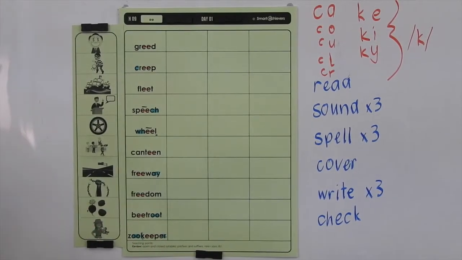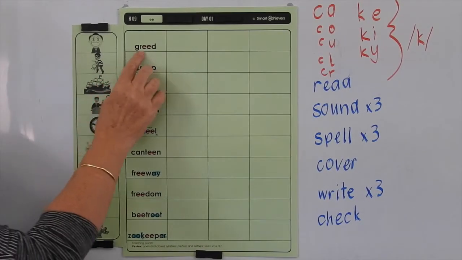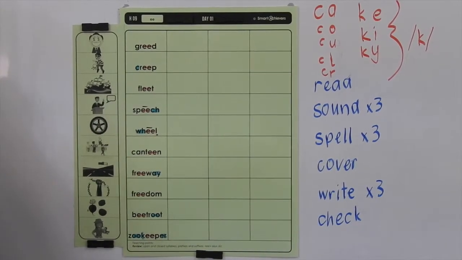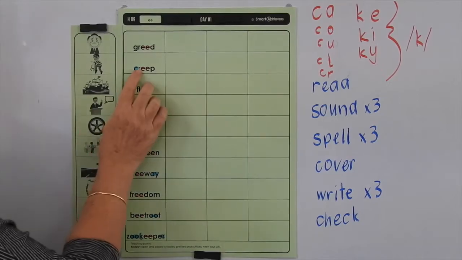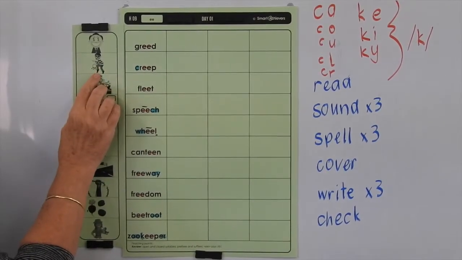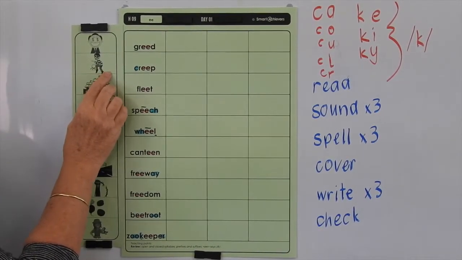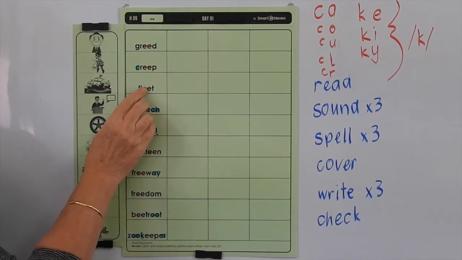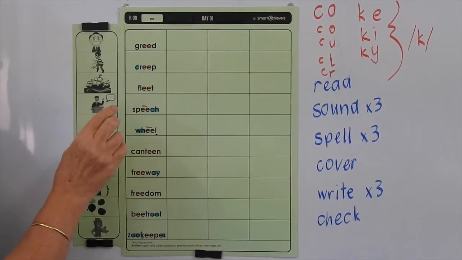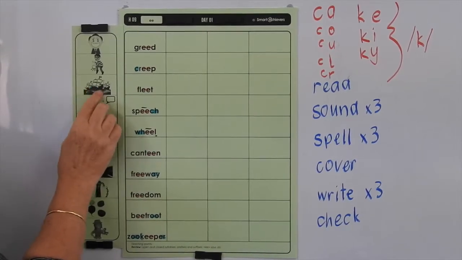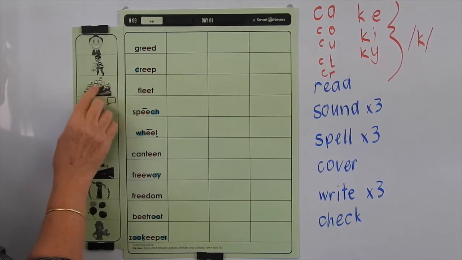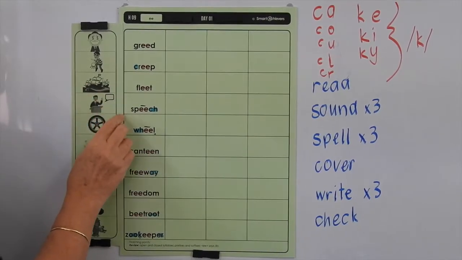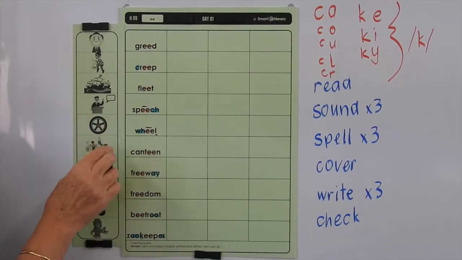Now let's look at what these words mean. We've got greed, which means when you have too much of something. That's greedy, and it displays greed. Creep is when you might walk on your tiptoes and you creep along very quietly. We often say a mouse will creep. Fleet is a group of ships, or a fleet of cars, fleet of boats. It's like a group of vehicles.